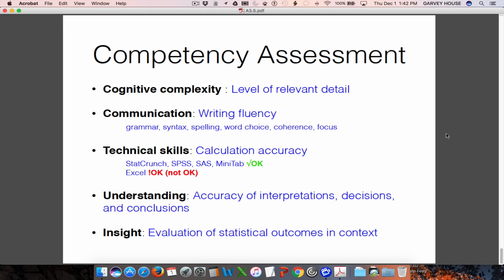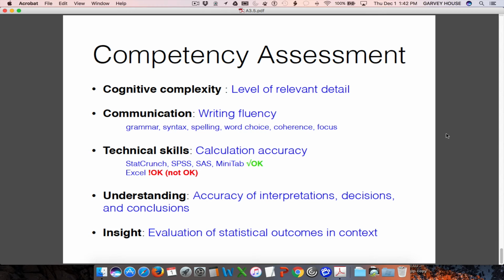Also, the way that you communicate, your writing fluency. If grammar, syntax, spelling, word choice, coherence, and focus disrupt your ability to communicate clearly, that's going to negatively affect your overall assessment.